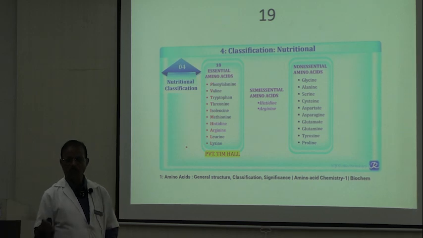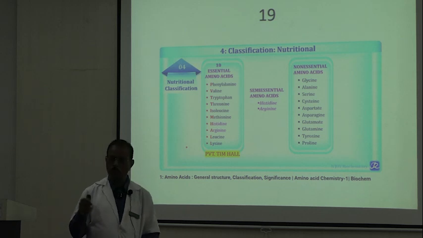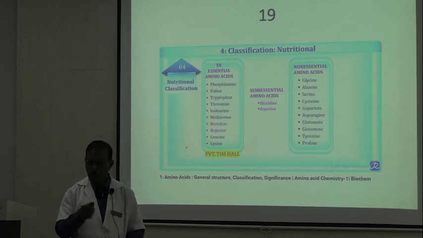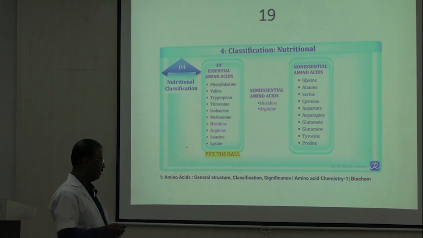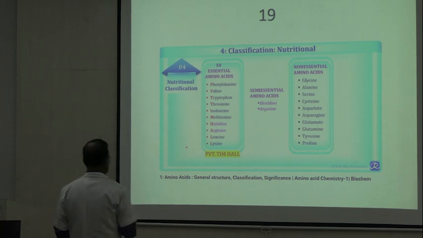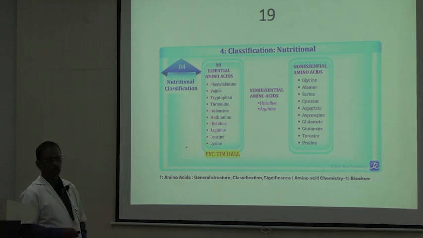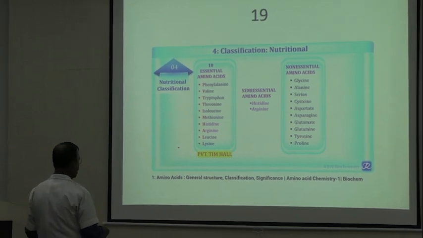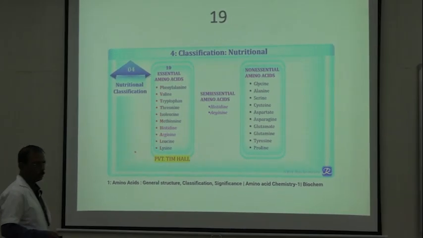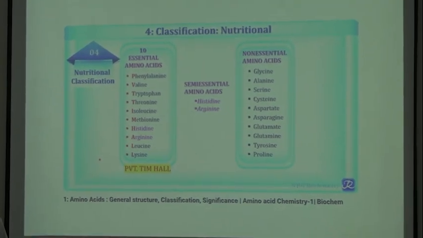There are many mnemonics. So according to convenience, you choose one, but do not choose multiple. Then you will be confused in the exam hall. So according to availability and the ability of the body to synthesize, these 10 amino acids the body cannot synthesize.